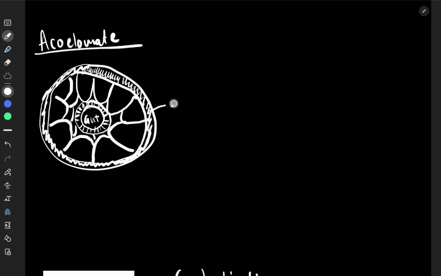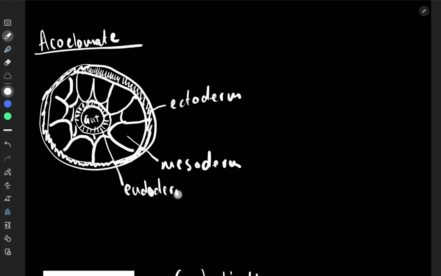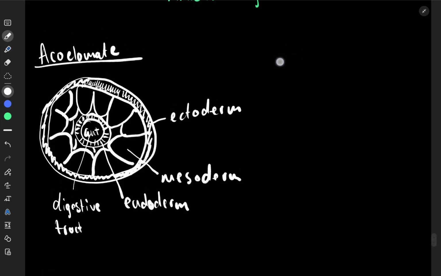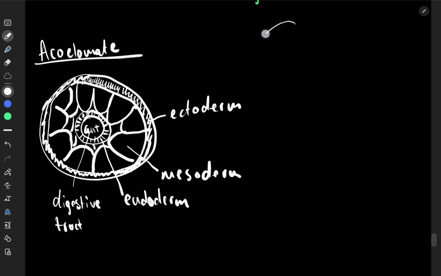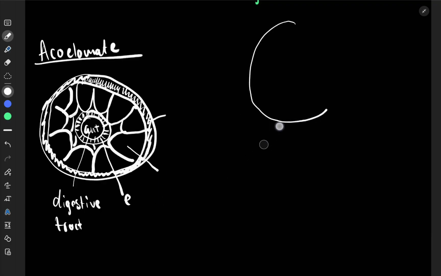And I'll say this is my ectoderm. This is my mesoderm. This is my endoderm. And here is my digestive tract, okay, which is the gut. Okay, the gut is also the digestive tract. And then, now that we have the acoelomate, we can put our pseudocoelomate, right? Oh, lack of space. Let me remove the labeling. I'll put it later. Let's put the second one.